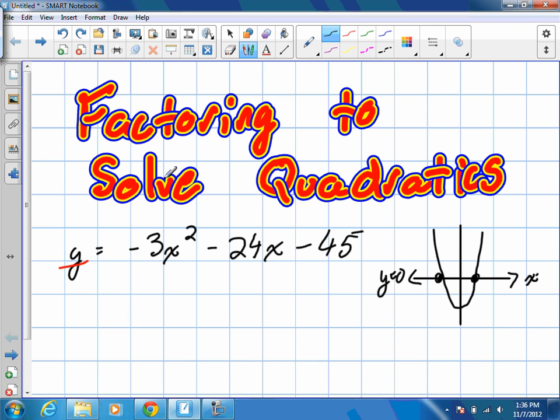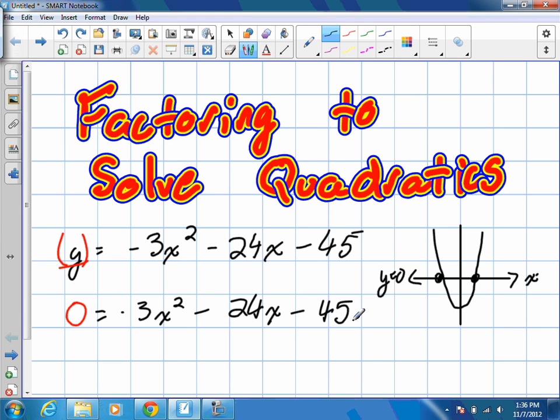So the very first step we're going to be doing is setting y equal to 0, which means we're going to replace the y variable with 0. And then we'll have the rest of the equation. Negative 3x squared minus 24x minus 45. What we're going to be doing is we're going to factor to solve.